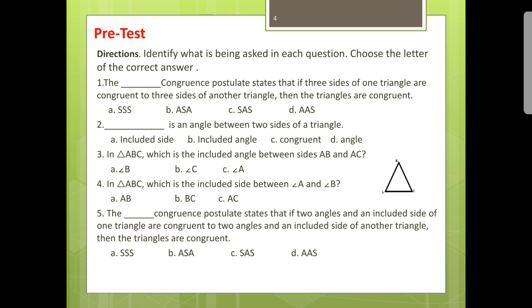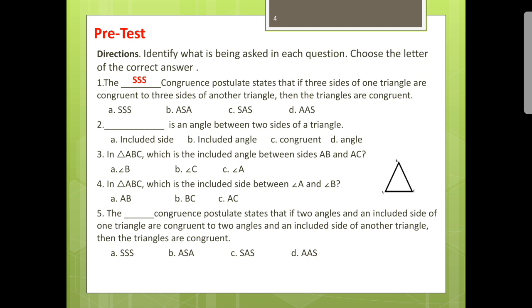Identify what is being asked in each question. Choose the letter of the correct answer. Number 1. The blank congruence postulate states that if three sides of one triangle are congruent to three sides of another triangle, then the triangles are congruent. Is it letter A, side, letter B, angle, angle, letter C, side, angle, or letter D, angle, side? So the answer is side, and that is letter A.